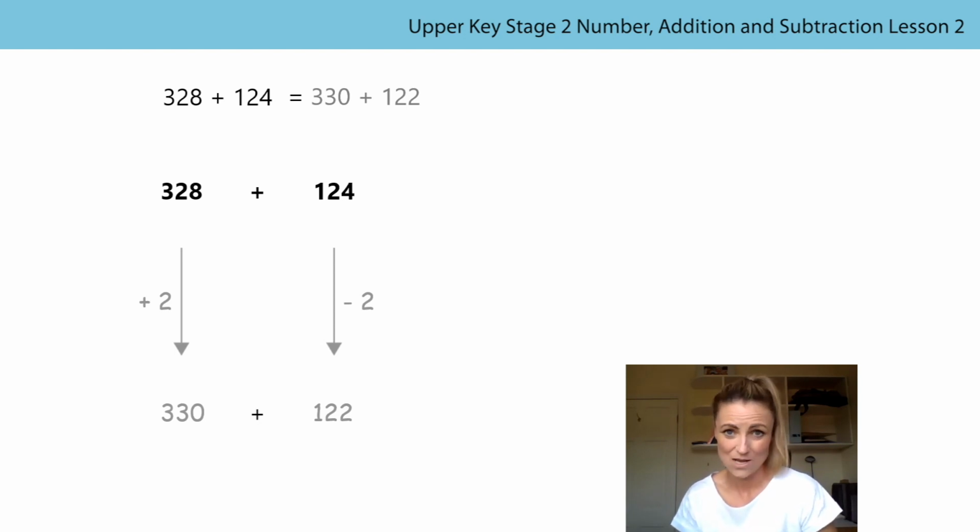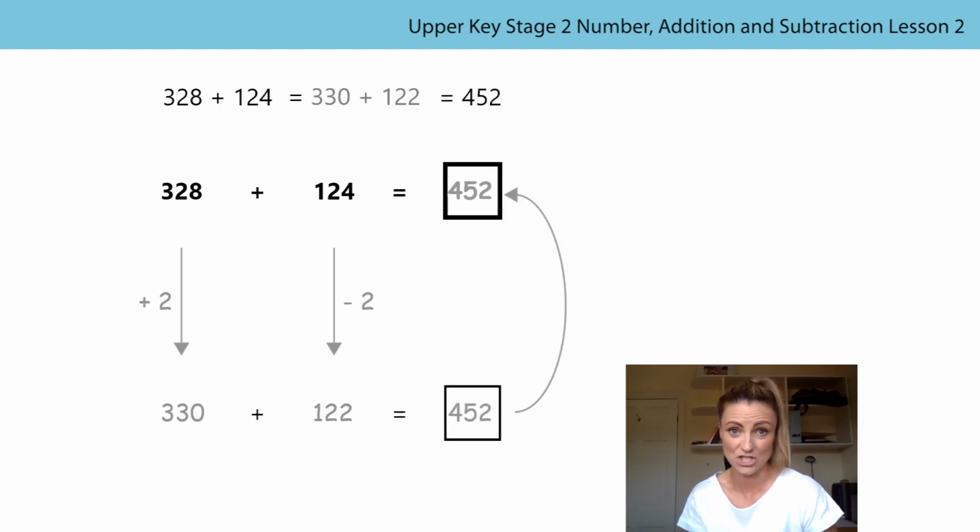In this case, what is the sum? 330 add 122 is equal to 452. In our original calculation, 328 add 124 is equal to 452. They are all equivalent. So remember, when you look at a calculation, consider which addend you would like to increase and which one you would like to decrease in order to make the calculation easier.